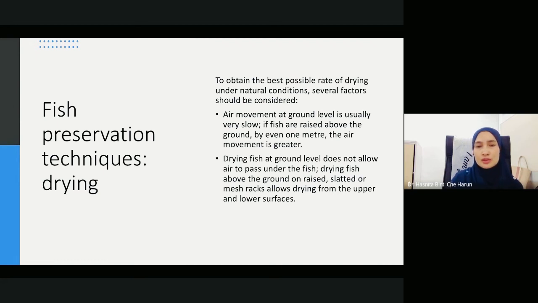Drying fish above the ground on rice, slatted or mesh racks will be a better technique because it allows drying from the upper and also the lower surface, if you raise the fish position a bit.